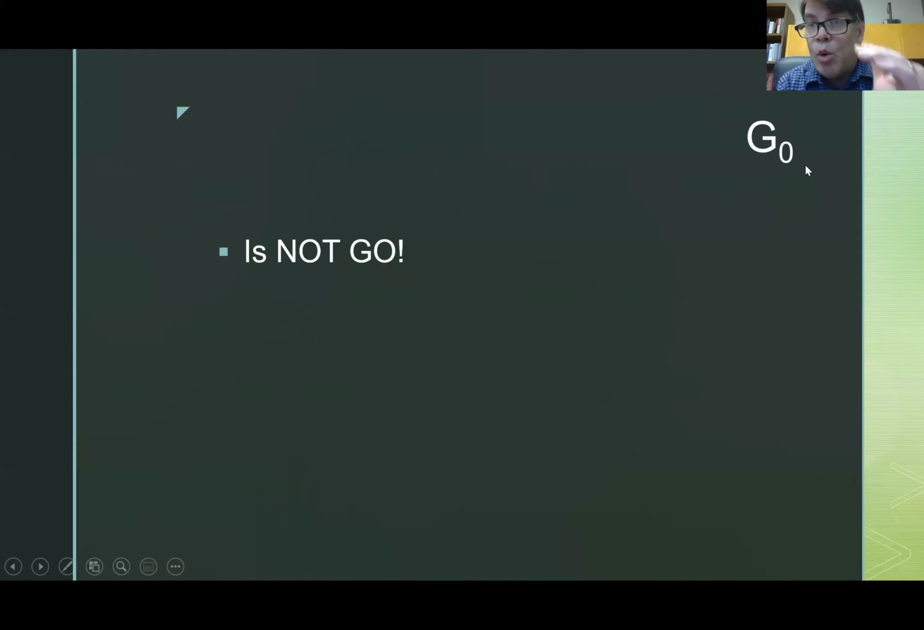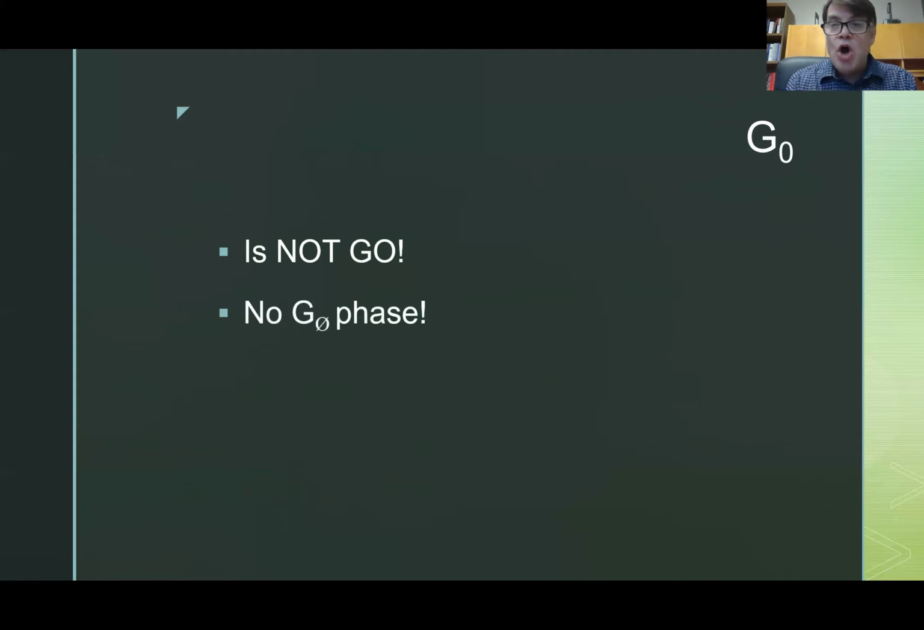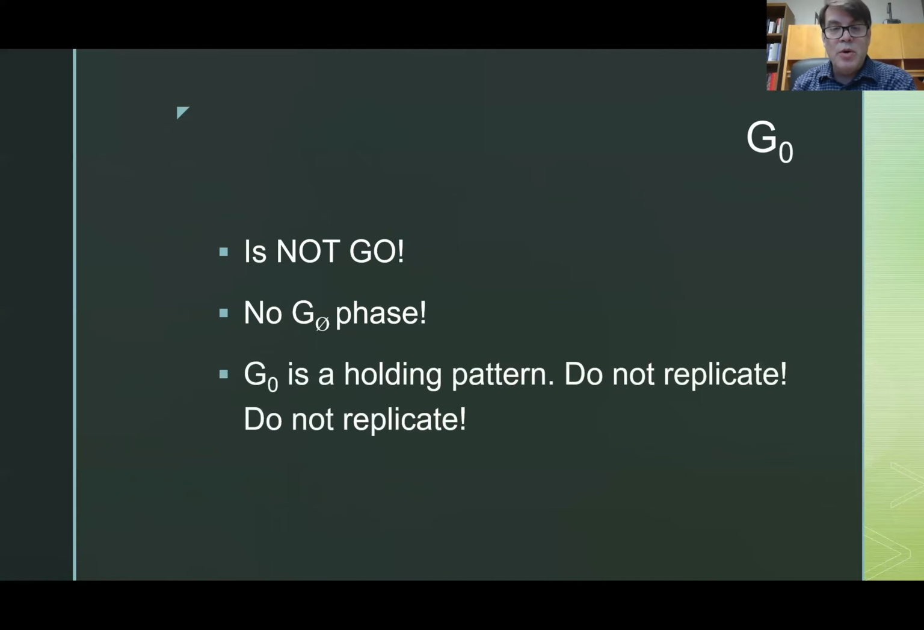G0 is not go, okay? It's a no-go phase. G0 basically means we are not replicating. If something is in a G0 state, it is not going to replicate. It's waiting. We don't have enough energy, we need some more energy. We're going to put this on hold. We're not splitting today. So G0 is a holding pattern. Do not replicate. It's a no-go if it's G0.